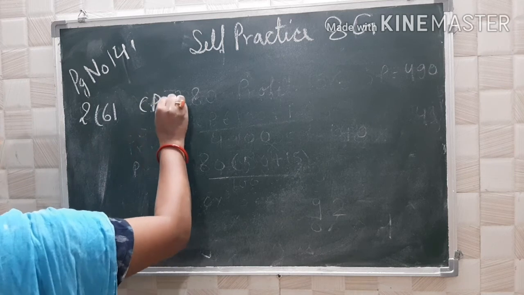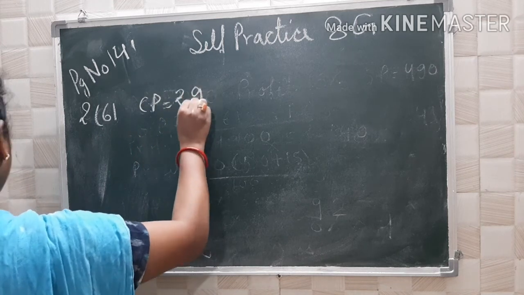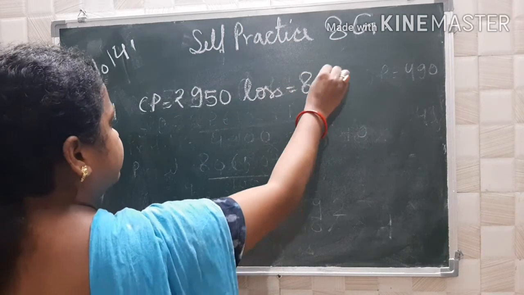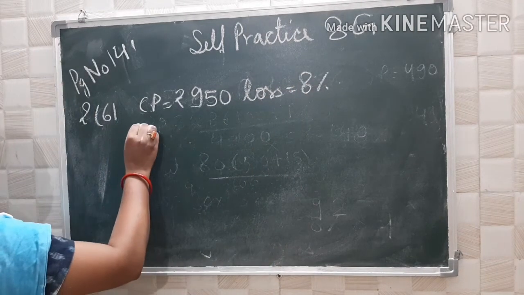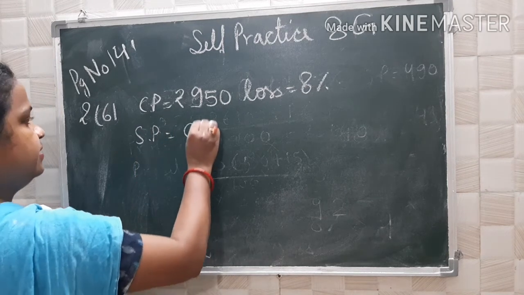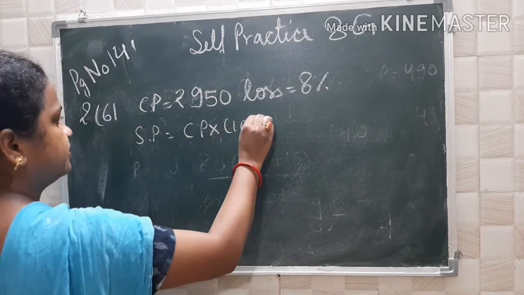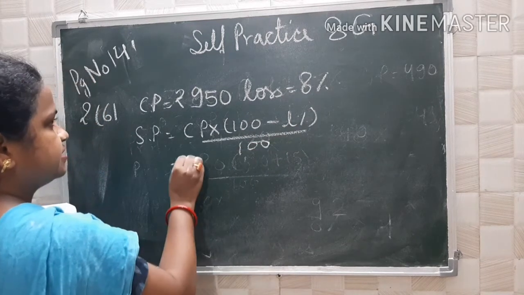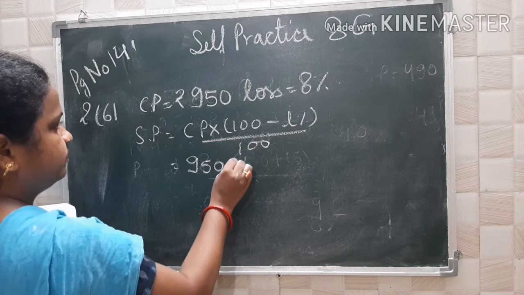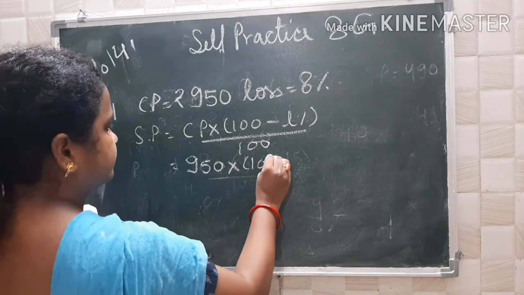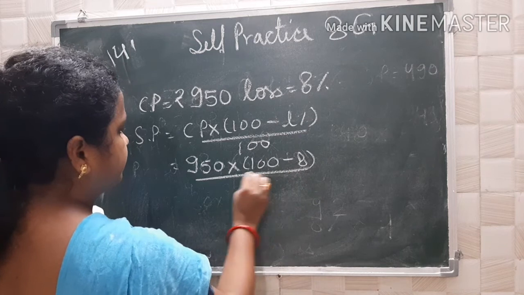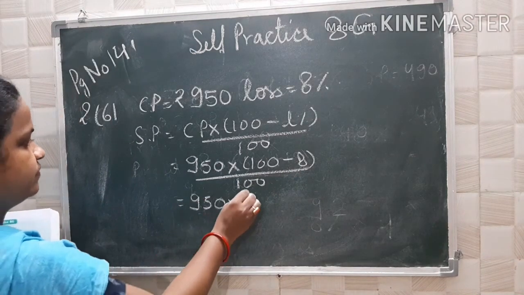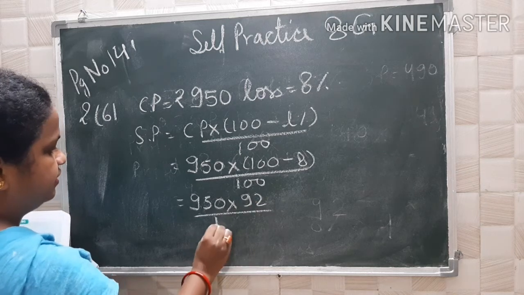CP is equal to rupees 950 and loss is equal to 8%. So what will be your SP? SP is CP into 100 minus loss percent upon 100, which is 950 into 100 minus 8 upon 100, equal to 950 into 92 upon 100.